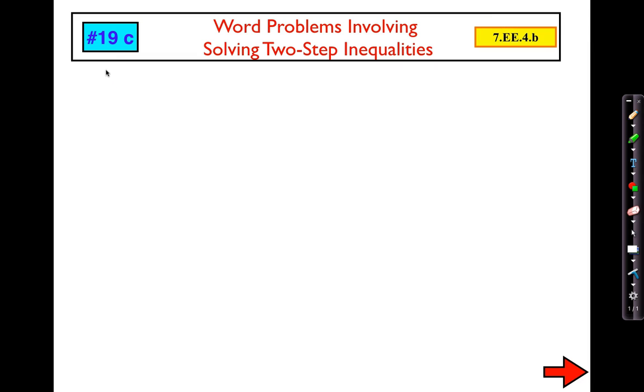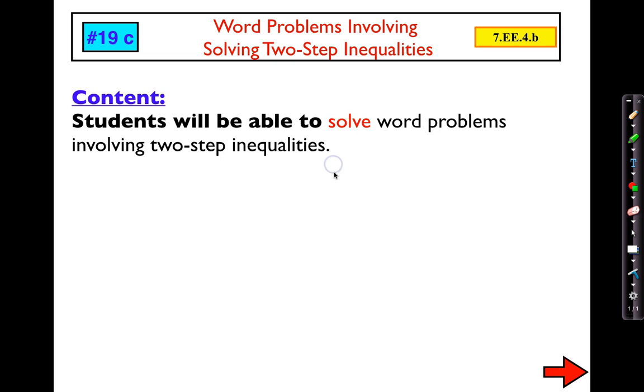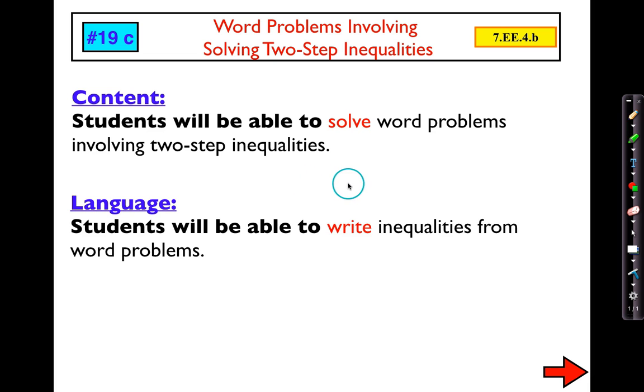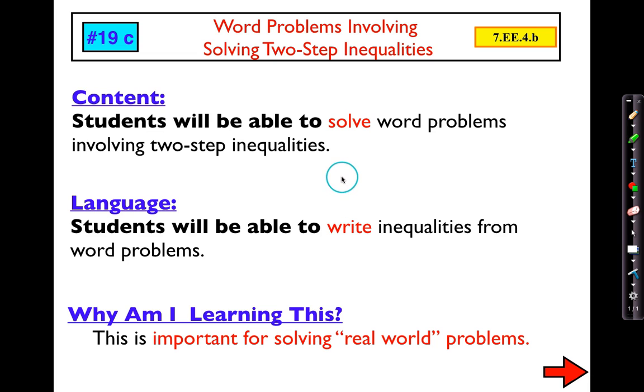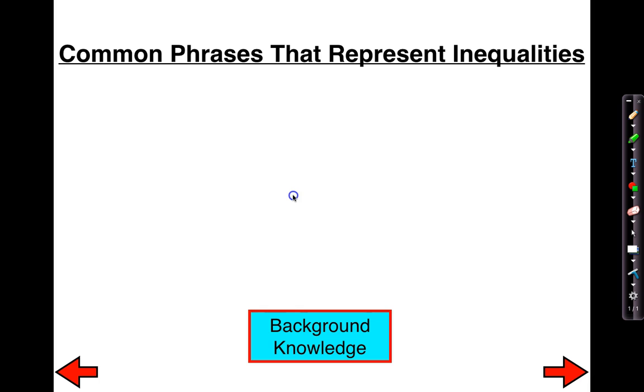Welcome back. Today we're going to be talking about solving problems involving two-step inequalities. Content objective is students will be able to solve word problems involving two-step inequalities. Language objective is students will be able to write inequalities from word problems. And why am I learning this? Well, it's important for solving real-world problems.